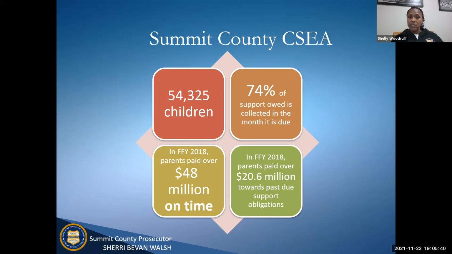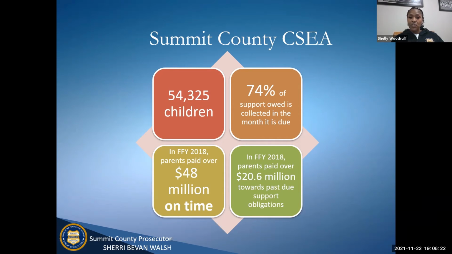74% of our support owed is collected in the month that it is due. A lot of people think people aren't paying child support, but 74% of the child support that is owed is actually paid in the month that it's due. On the first of every month, a case will charge. If a person is ordered to pay $200 a month, it charges on the first, and that $200 would need to be paid by the last day of the month, because on the first day of the next month it is going to charge again.